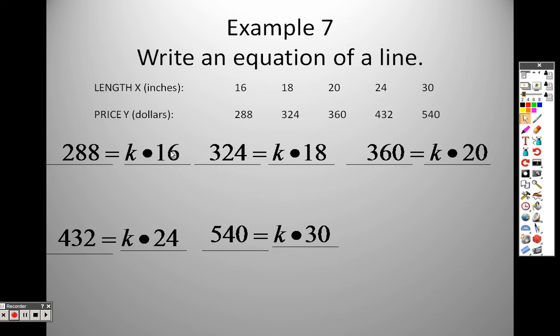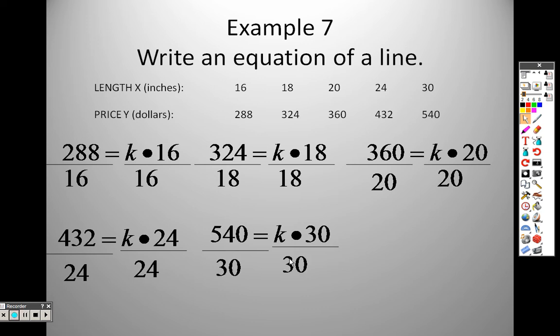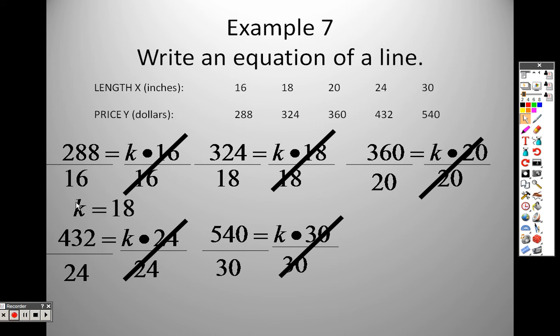So to get rid of that 16, I divide both sides by 16. To get rid of the 18, I divide both sides by 18. To get rid of that 20, I divide both sides by 20. To get rid of that 24, I divide both sides by 24. To get rid of that 30, I divide both sides by 30. The 16s cross out. The 18s cross out. The 20s cross out. The 24s cross out. The 30s cross out. So I'm left with 18, 18, 18, 18, 18.